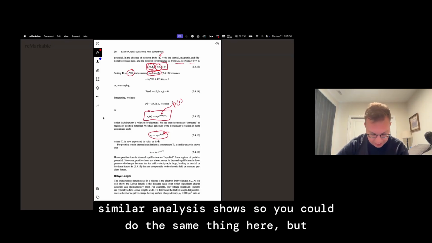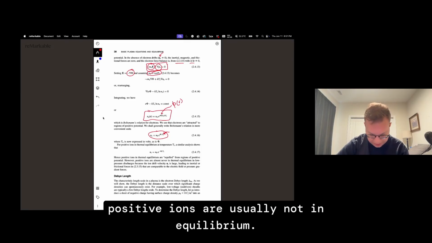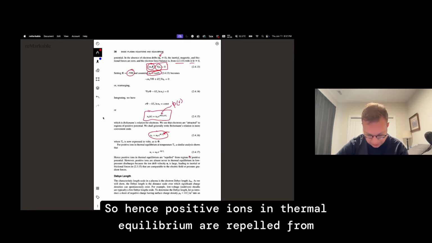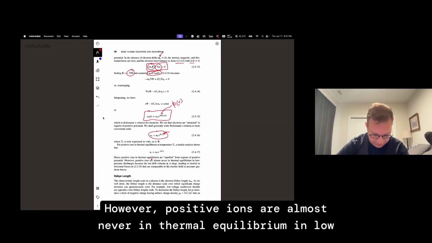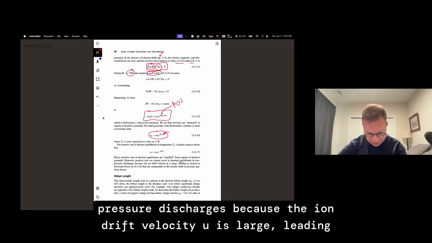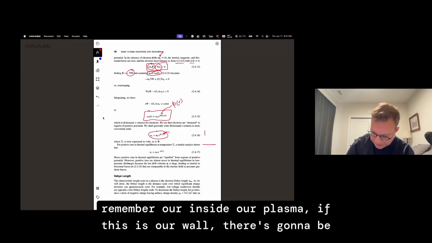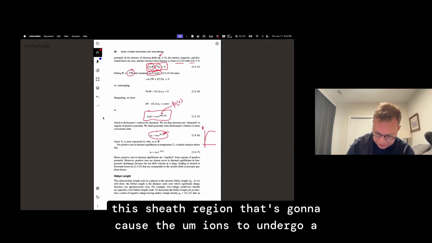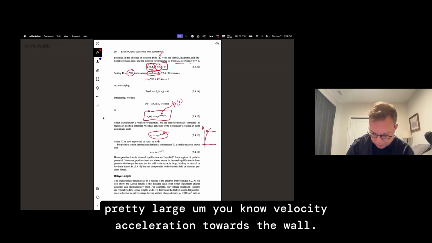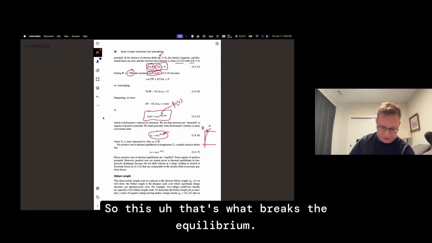So you could do the same thing here, but positive ions are usually not in equilibrium. Hence positive ions in thermal equilibrium are repelled from regions of positive potential. However, positive ions are almost never in thermal equilibrium in low pressure discharges because the ion drift velocity U is large, leading to inertial or frictional forces that are comparable to the electric field or pressure gradients. Remember, inside our plasma, if this is our wall, there's going to be this sheath region that's going to cause the ions to undergo a pretty large velocity acceleration towards the wall. That's what breaks the equilibrium.